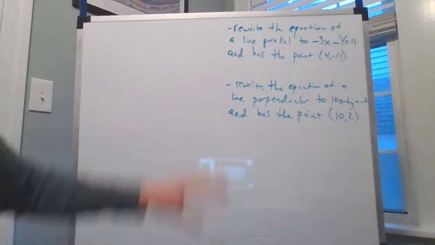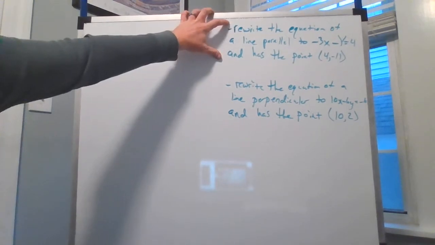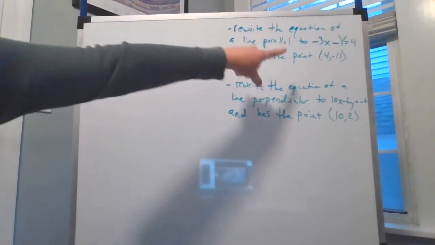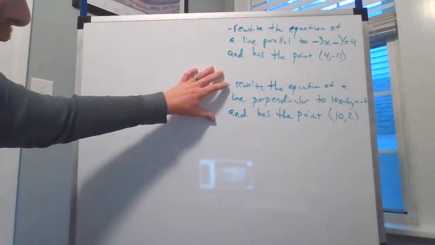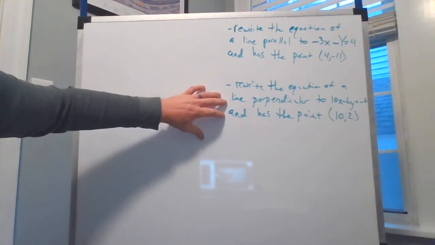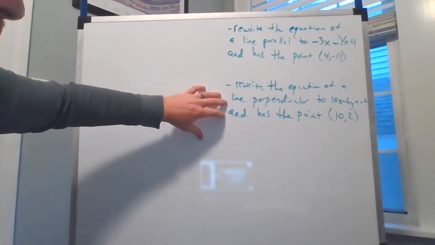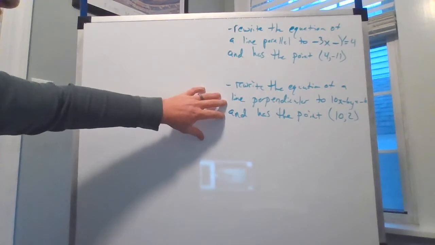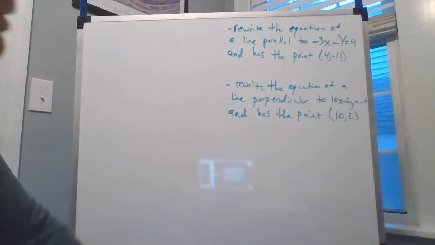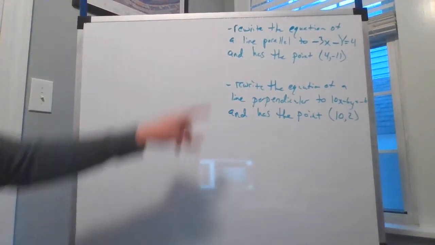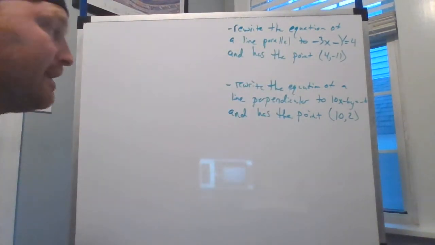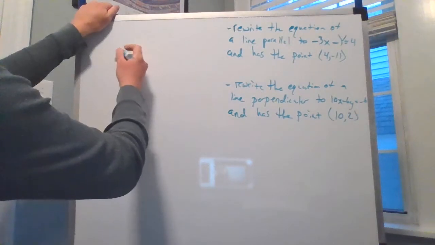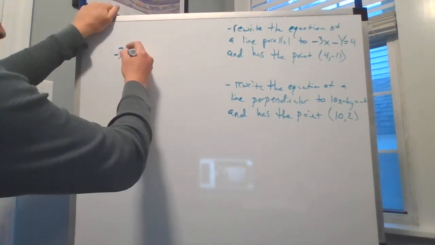we've been working with. First things first, it says rewrite the equation of a line parallel to negative 3x minus y equals 4 and has the point (4, -11). The second one we're going to do in a minute is rewrite the equation of a line perpendicular to 10x minus 6y equals negative 6 and has the point (10, 2). First things first, before I even start this question, I'm going to rewrite this standard form into y equals mx plus b. So let's do that first to find out what the slope is I'm working with.